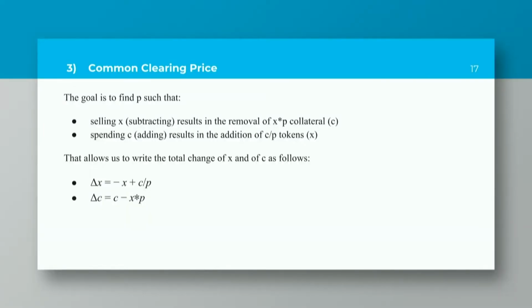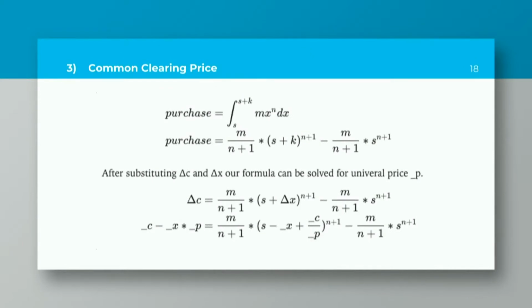Rewritten another way, you have delta X equals negative X, those are the tokens being sold, plus collateral divided by price, those are the tokens being generated by the buys. Delta collateral is going to be the collateral coming in from the buys minus the collateral that is extracted from those sells. One way to calculate the purchase return on one of these bonding curves is by taking the integral of a price formula. So here you can see purchase equals m over n plus 1, with the price formula in mind of m x to the n. We can use this mechanism for calculating a purchase and substitute our delta C and our delta X, as you can see in the bottom part, and this will give us a formula that has this universal price P.